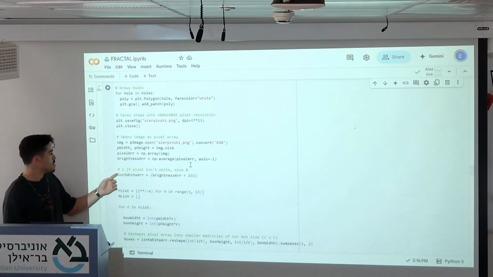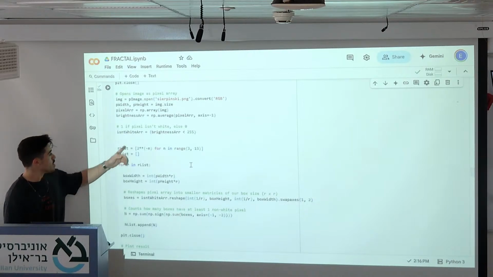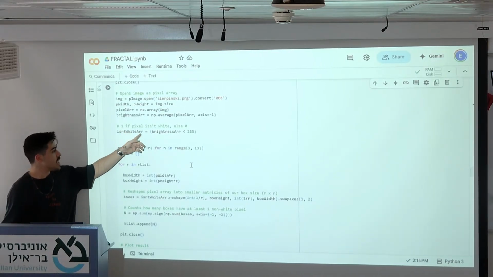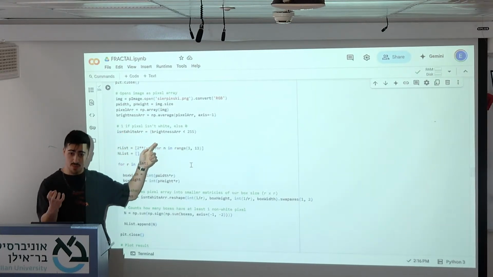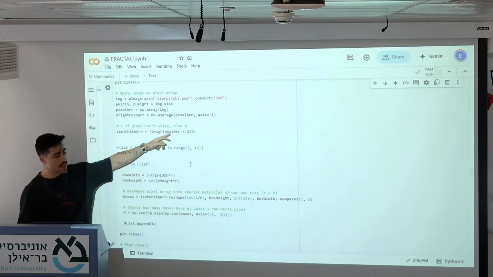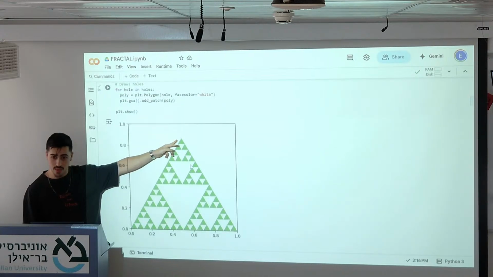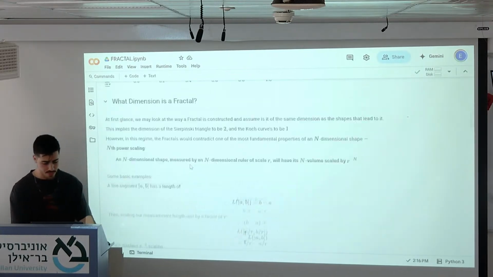And then, what we do, we just generate an array of all the pixels and say that this array is 1 if the pixel isn't white, which means it's part of the shape, right? And 0 otherwise. I'll just remind you of what the shape looks like. It looks like this, right? So wherever it isn't white, it's part of the shape.